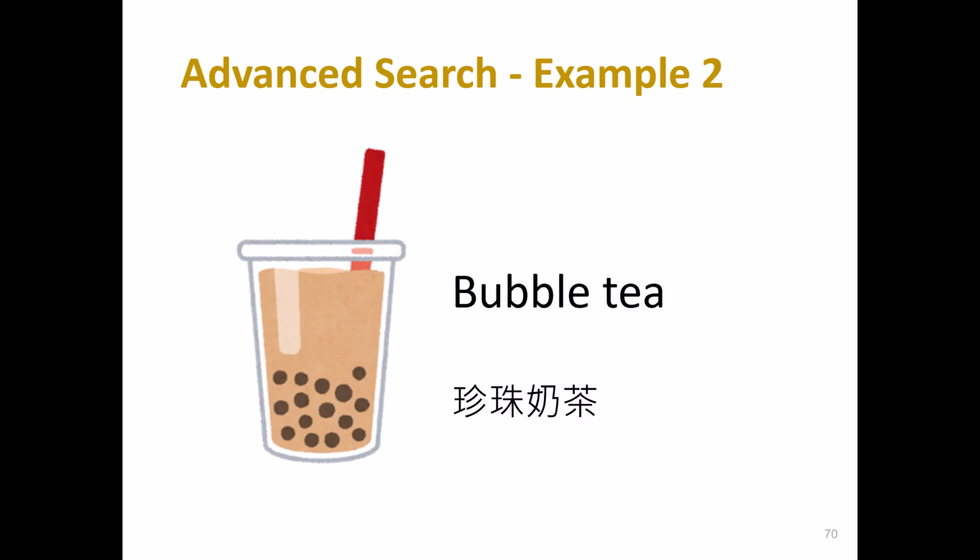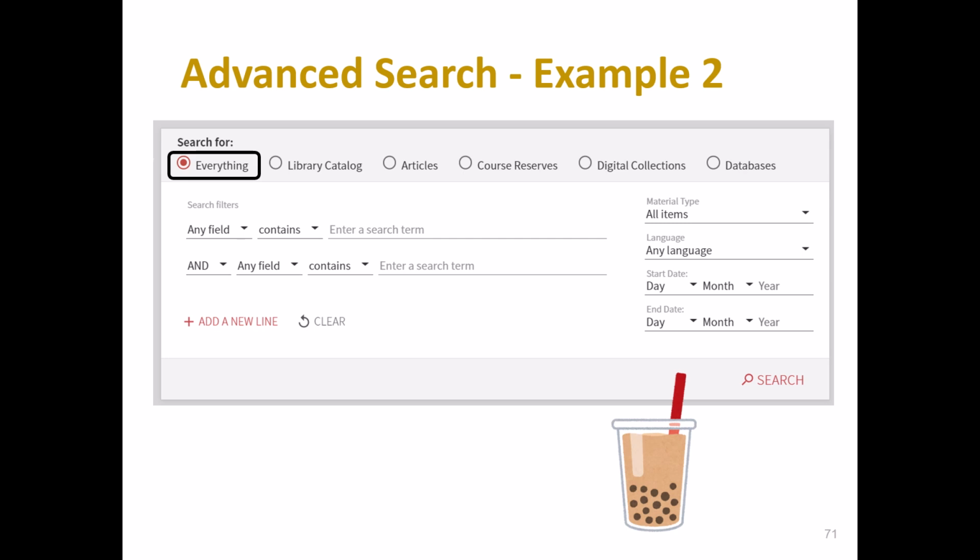Let me give you another example. As we know, bubble tea, 珍珠奶茶, is the popular drink in Taiwan. To begin with, I am going to select everything because I want to search in not only the library catalog but also in the discovery system. Then I type bubble tea on the first line.